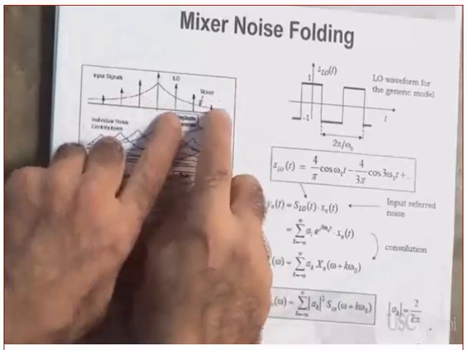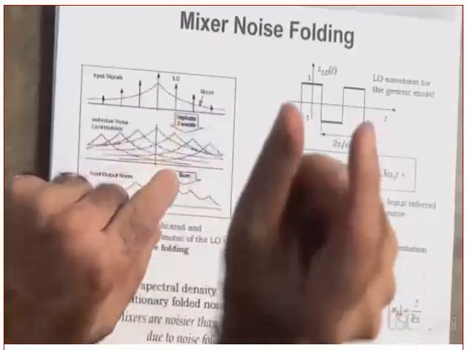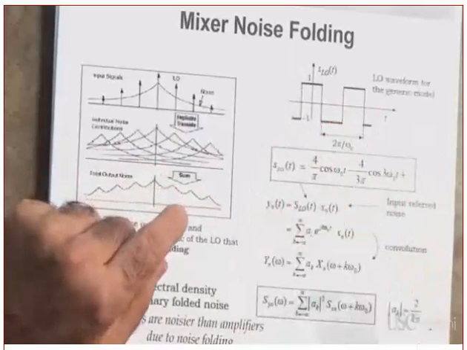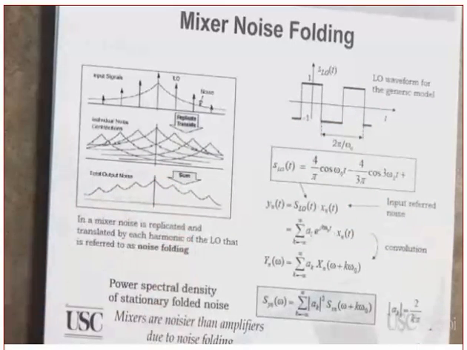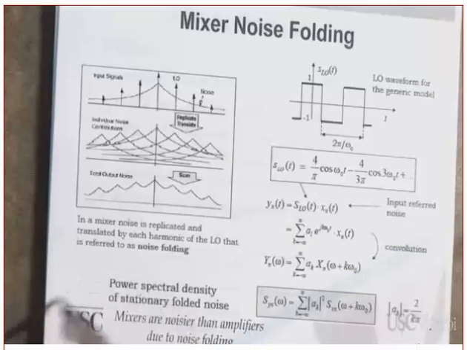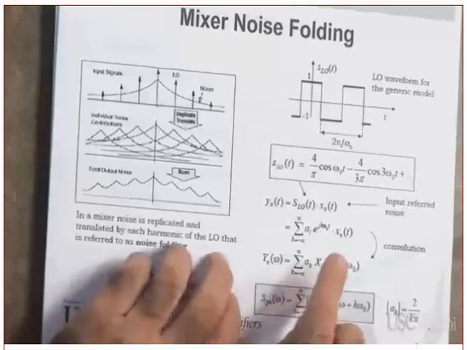It means if there are noise components at a distance, you do understand what a distance means. Distance means in frequency. At a distance of IF from the harmonics, where will they be converted? They will be converted to the IF. You lost me here. Did you lose me? I can tell you lost me.